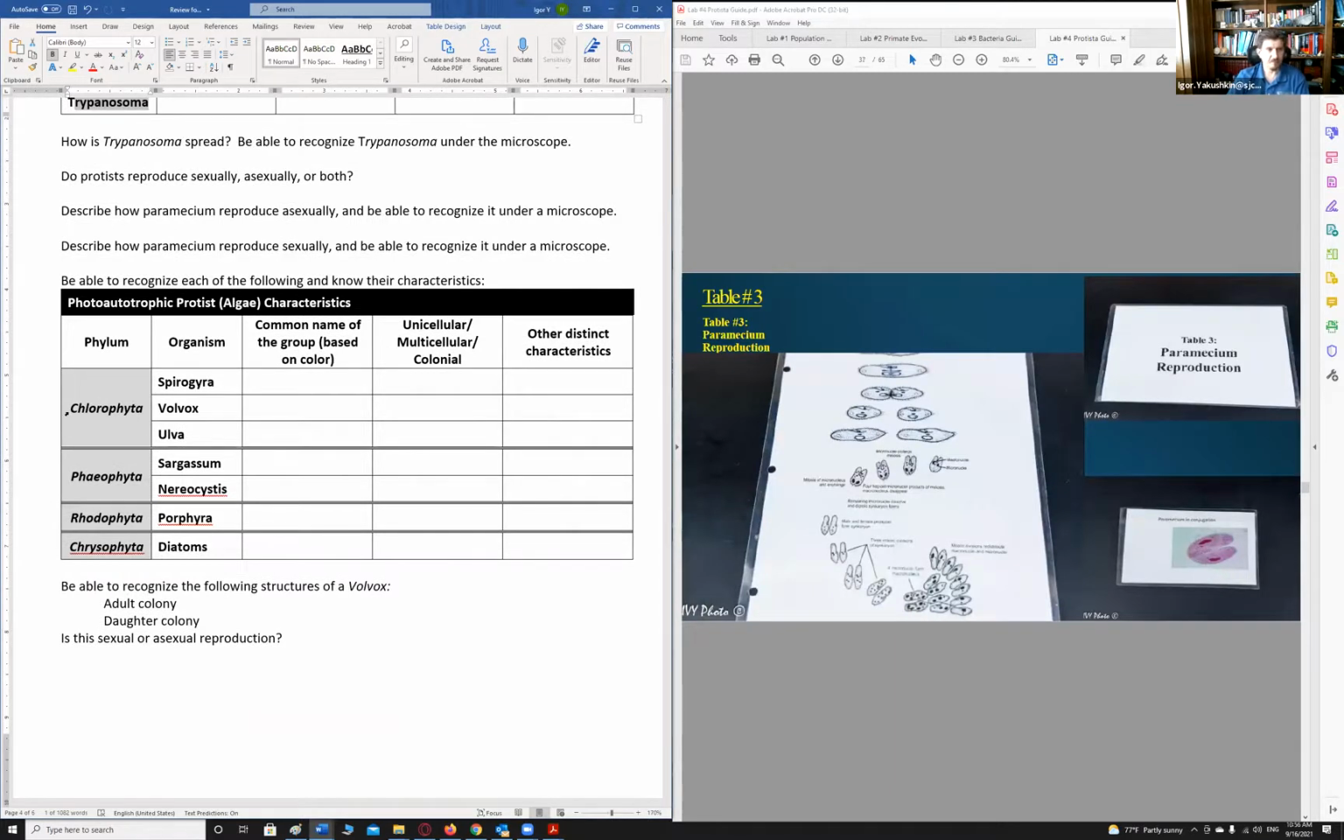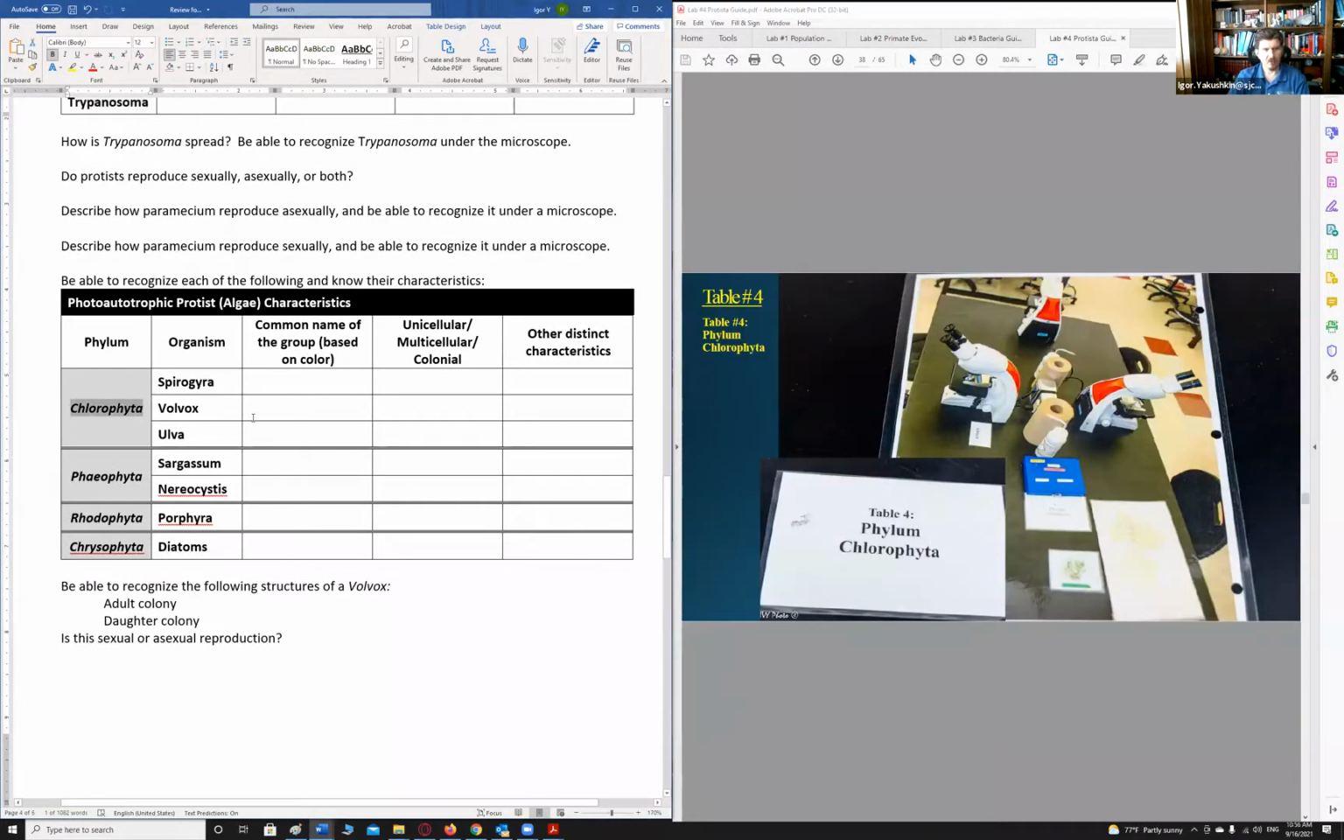Now, chlorophyta. Well, you already had that particular table filled up during that particular lab, but let's say common name of the group. Green algae. So this all is green algae, right? Now, phaeophyta is brown algae. Rhodophyta are red algae. Chrysophyta are golden algae.